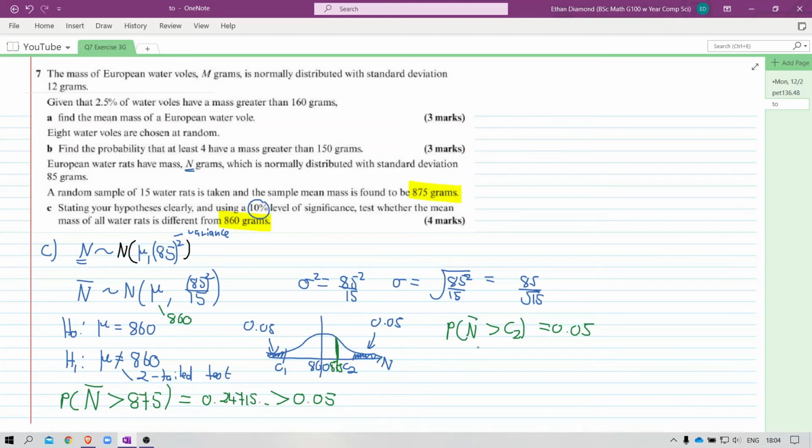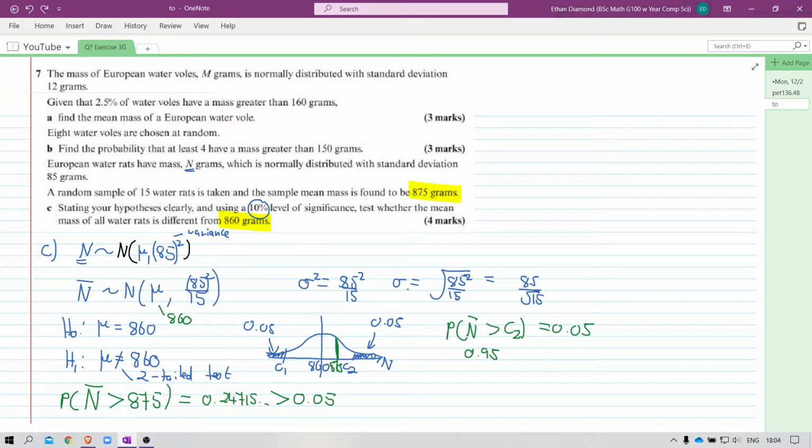So the inverse normal is option 3. The area I'm going to use is going to be 0.95. Why is that the area? Why aren't I going to use 0.05? Because the inverse normal gives everything less than or equal to. The inverse normal will give me everything here, right? Which is important. So I'm going to type in 0.95, sigma, which I know, is 85 divided by the square root of 15. I worked that out previously, and my mean value is 860.